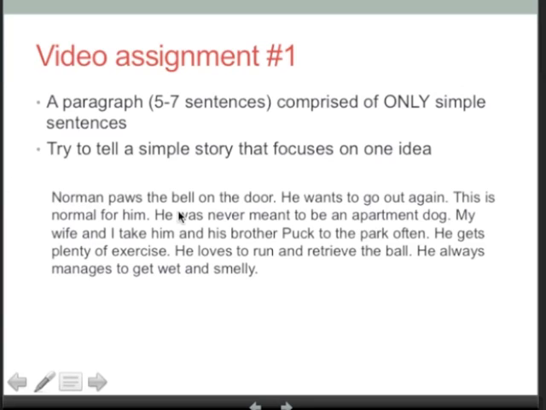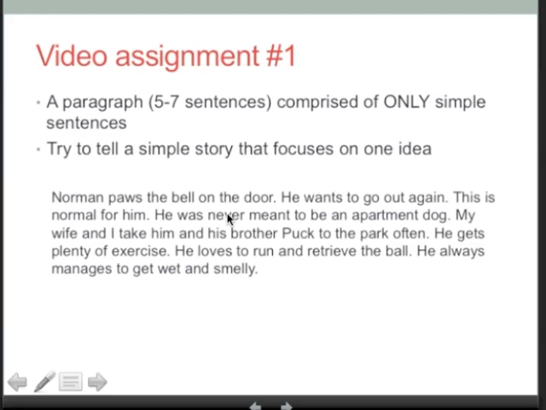So you can see here, some of these are easily recognizable as simple sentences, but let's look down here at this fourth sentence. My wife and I, that's a compound subject. Take is the verb. And then we have a compound object, him and his brother Puck, and then a phrase, to the park often. That's a prepositional phrase. But ignore all of that complicated jargon the English teachers speak, and really you have a subject performing an action only once, and that's a simple sentence. Okay, but you can see here the story that I've written is focused on dogs going to the park. Okay, the idea here is pretty simple.